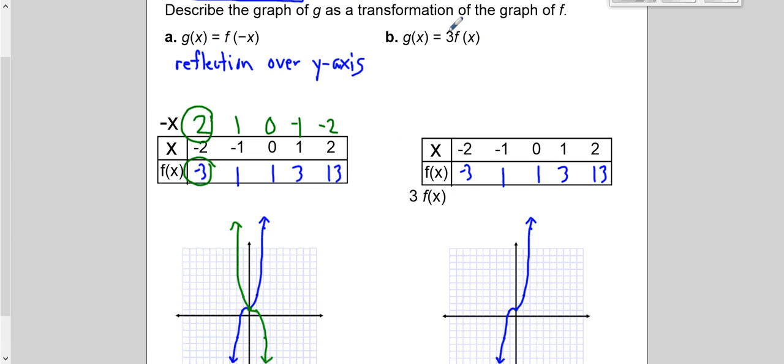Okay, the next one. 3 times f of x. What does multiplying by 3 do? That is a multiplying, so that's a stretch or shrink. And which kind? Vertical. Vertical stretch by 3. Three times the function, so f of x is the y value. So we're going to take this y value, multiply them by 3.